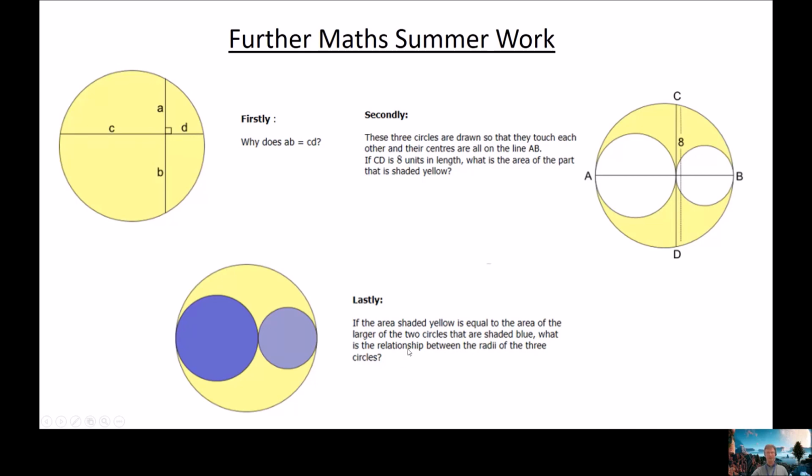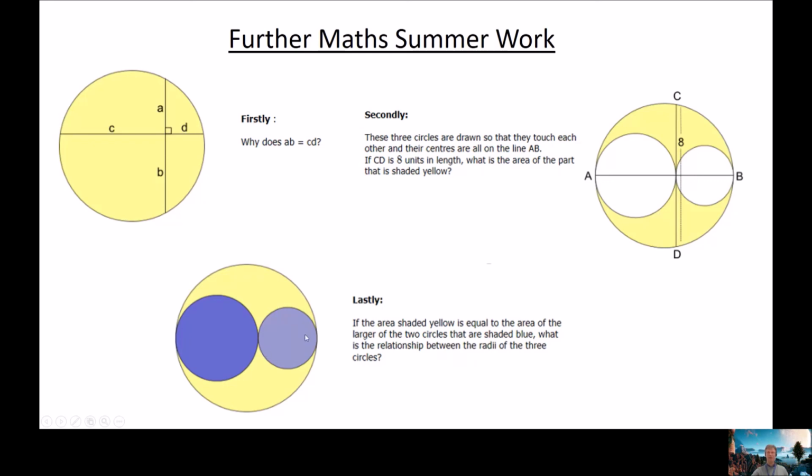Now, when it says what's the relationship between, you could think about that in lots of different ways. Perhaps the easiest way would be to say, well, what's the ratio of the sizes of the three radii of the circles? Because if you can establish that ratio, that's given you a relationship. Maybe one circle has a radius that's twice as big as the other, for example. So try to think about what the ratio is between the radii of the circles, and that comes out of the fact that the yellow shaded region and that dark blue shaded region have to be the same.